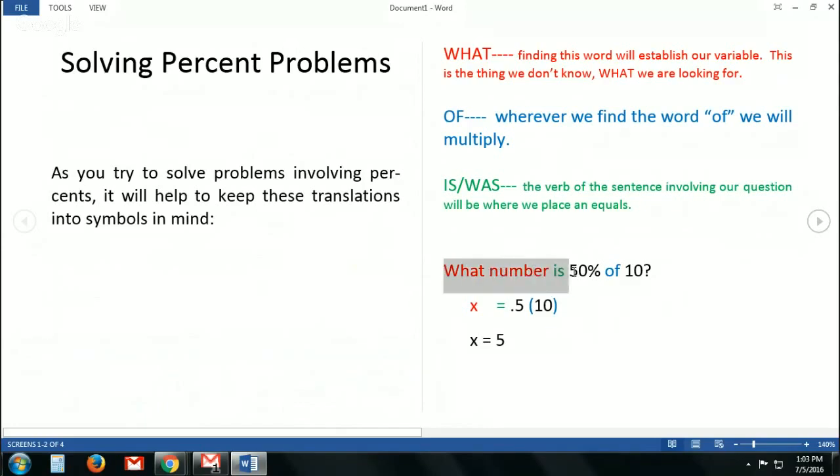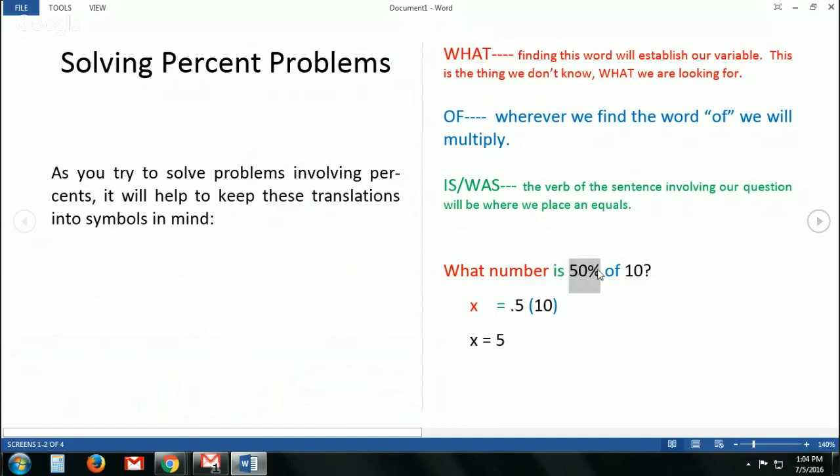What number is 50% of 10? What number? This is the thing I don't know. This is where my variable should be. So what number? I'll replace with X. Is, my verb, is equals.